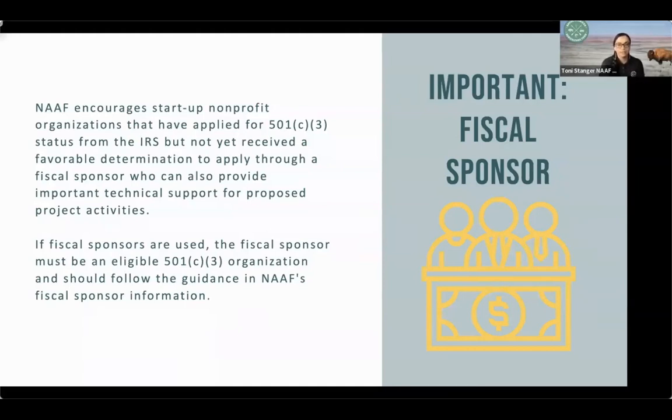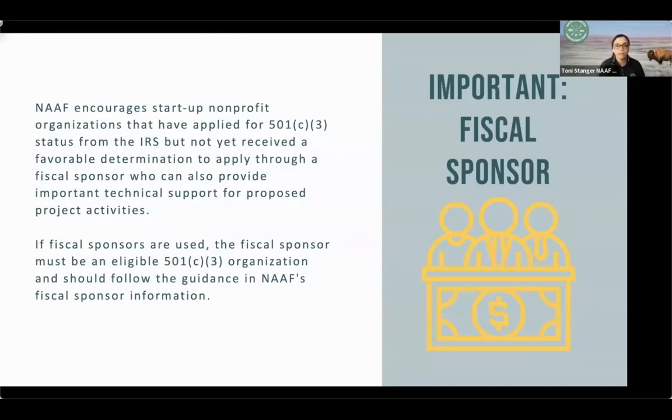In this instance, NAAF encourages startup nonprofit organizations that have applied for their 501c3 status from the IRS, but have not yet received a favorable determination, to apply through a fiscal sponsor who can also provide important technical support for proposed project activities. If fiscal sponsors are used, this fiscal sponsor must be an eligible 501c3 organization and should follow the guidance in NAAF's fiscal sponsor information, which you can find within our application.